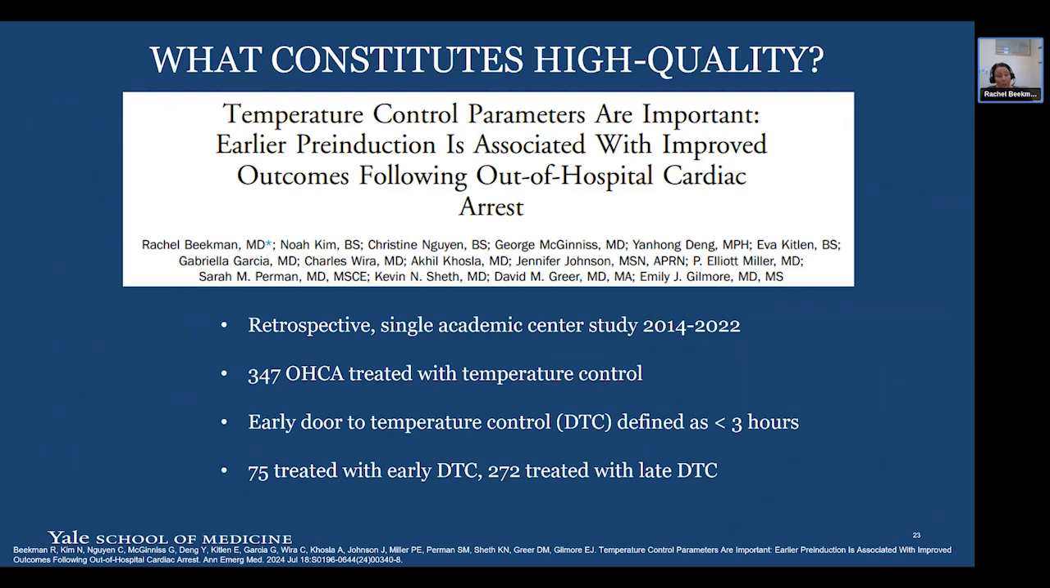We defined early pre-induction as less than 3 hours based on prior literature. For the overall cohort, the median time from hospital arrival to device initiation was 4.5 hours. And 22% of the cohort met the definition for early pre-induction. Amongst that cohort of 75 patients, the median time from hospital arrival to device initiation was 2.5 hours.